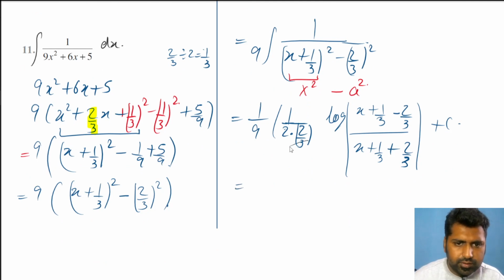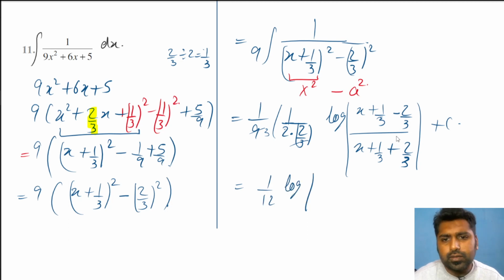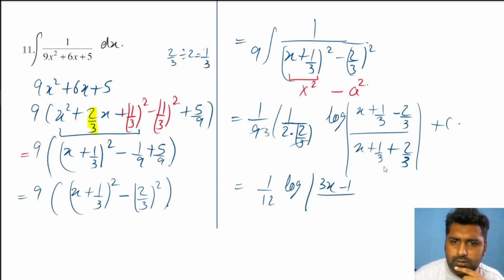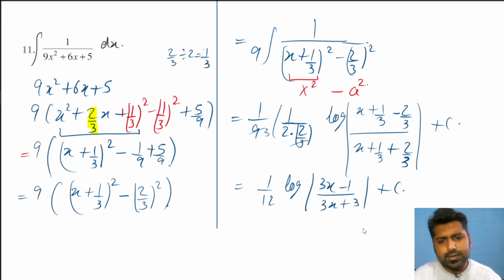So this becomes 3, 6, 12. So 1 by 12 log mod, take the LCM and solve it. This becomes 3x minus 1 by 3. No, this is, so 3x minus 1 upon, this becomes 3x plus 3 plus c.